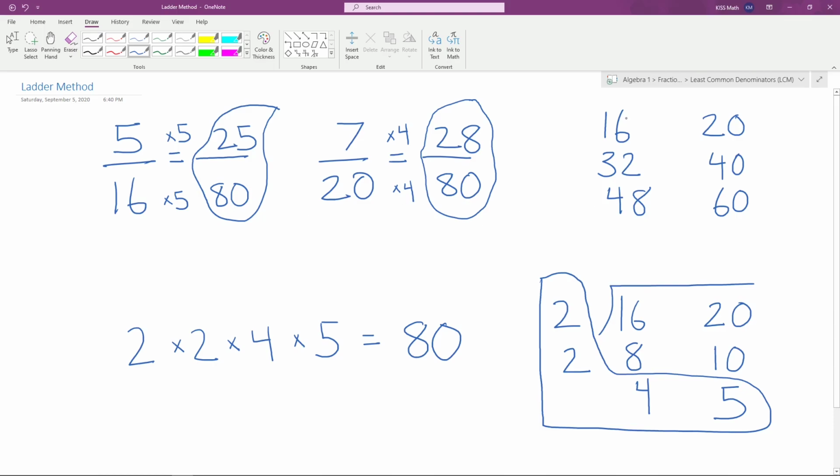Now, if I weren't so lazy and I kept listing out these multiples, I would have 16, 32, 48, 64, and 80. And then over here it'd be 20, 40, 60, 80. And I would have seen, okay, 80 is our least common multiple. But we get to the same result.